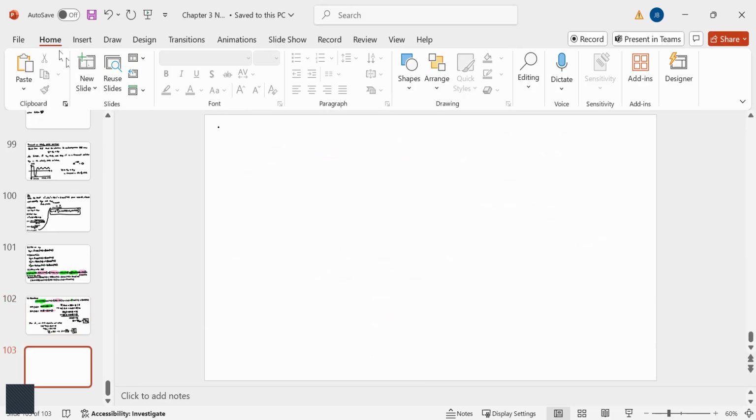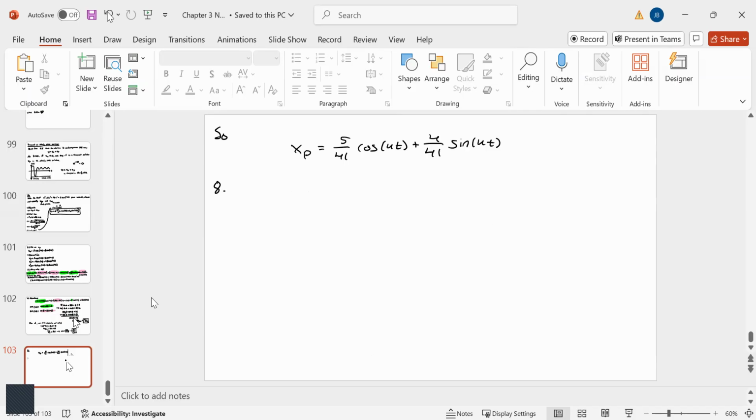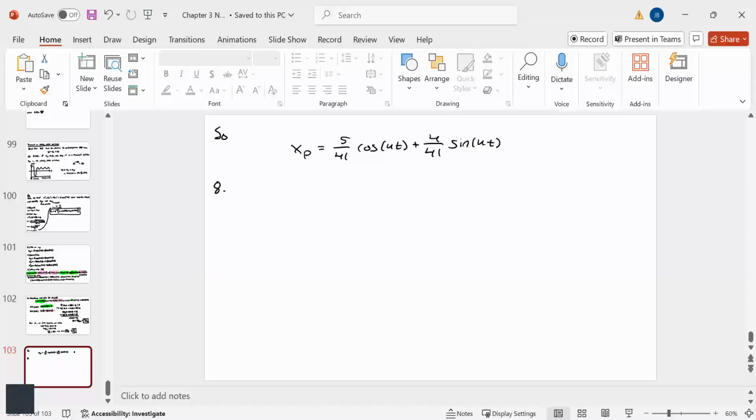And so xp is equal to, which one was A? 5? Yep. 5 over 41 cosine of 4t plus 4 over 41 sine of 4t. Make sure you put them with the correct sine and cosine. And so now we have our general solution. So step 8: equations and solve for A and B. Step 8 is a general solution.